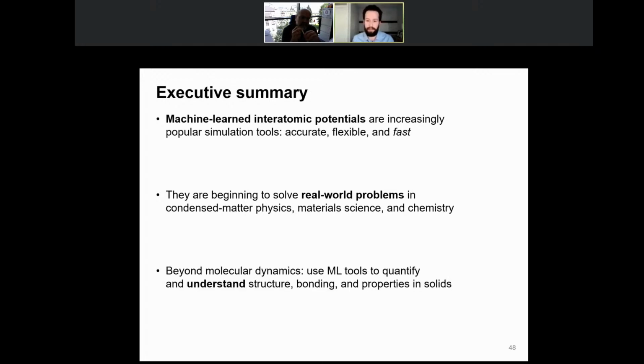And finally, most of the work I've presented to you here from my fellowships at Cambridge was about molecular dynamics with ML force fields. Beyond that, I think there's a lot of potential for using these tools to quantify and also to understand all the links between the structure, the bonding, and the physical properties in solid state materials. And this is something we're quite excited to be able to work on over the coming years.